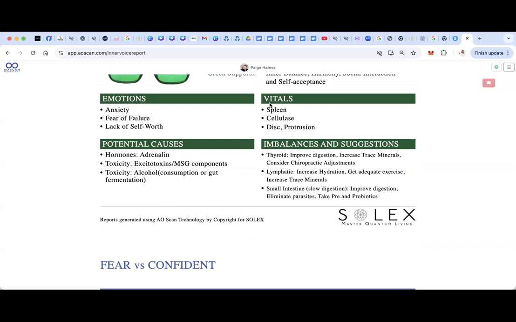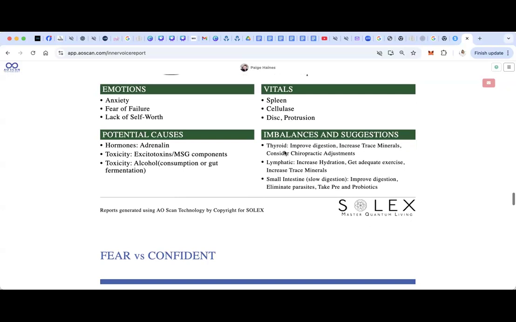If we look over here, I've got in my vitals, there's the spleen. Spleen's linked to the immune system, so immune markers are a big sign of stress as well. Then I'm coming down into these imbalances and suggestions. Thyroid, a huge marker for stress. Lymphatic and small intestine, so there's that digestion.